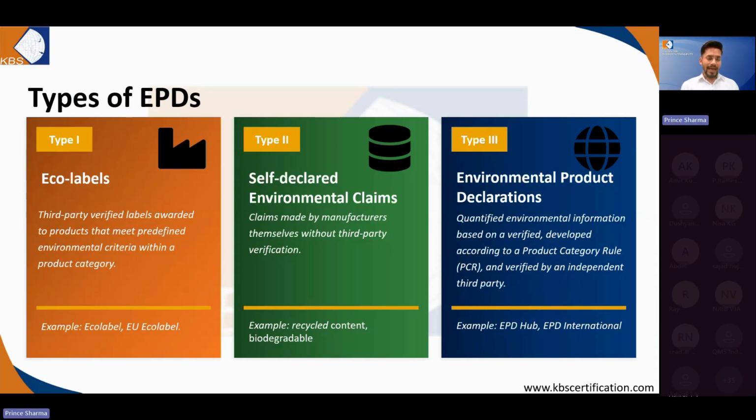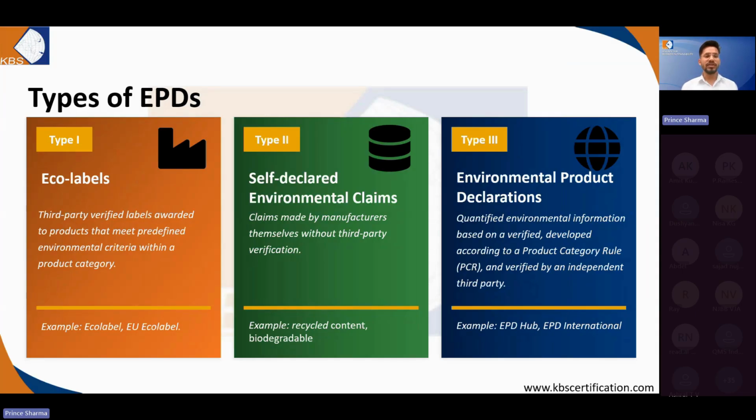Now, types of EPD. In ISO 14025, there are three categories of EPDs: type 1, type 2, and type 3. Type 1 are those which have eco labels, and type 2 we call self-declared environmental claims. When we talk about type 3, which we are very particular about, and in this webinar we are going to discuss only that, that is the environmental product declaration, which comes under the type 3 EPD.